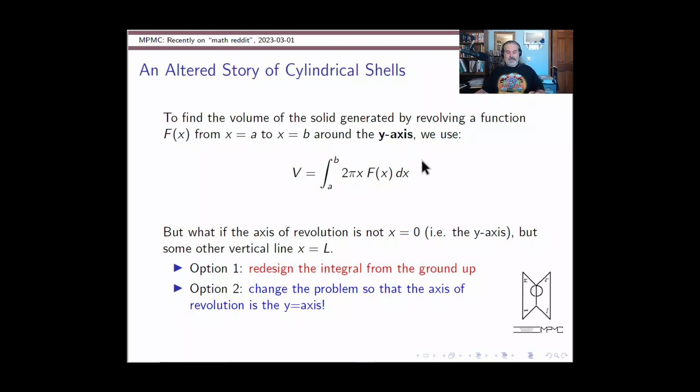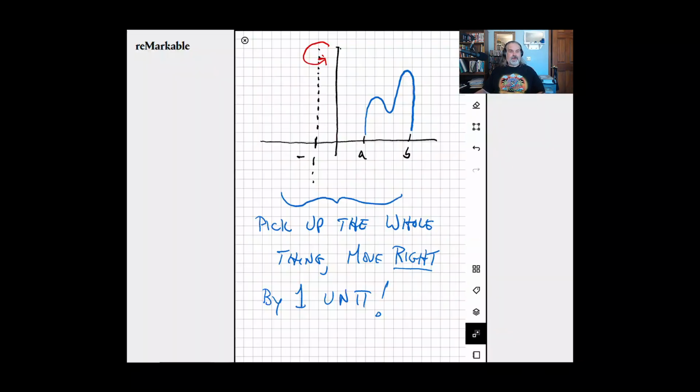Okay, and so when I go back to my lousy drawing here, if I want to move this blue curve and the area under it around the line x equals -1, if I just pick up the axis of revolution and this function with its two endpoints and move it over by 1 unit and drop it down, I would now be revolving around the y-axis again, right? So that's what we are going to do.